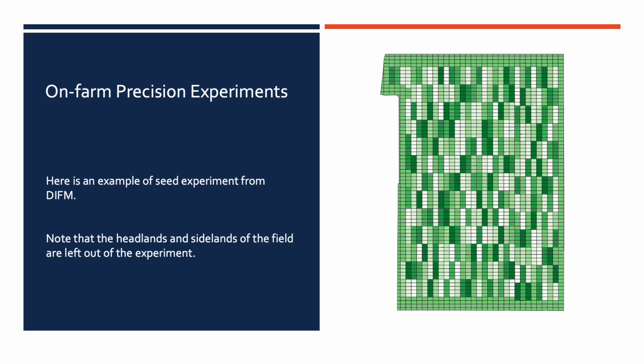This is an example of a non-farm precision experiment for a soybean seeding rate trial from the DIFM project. We've left the headlands and the sidelands of the field out of the experimental rates and instead applied a status quo rate. This should look very familiar to many of you.